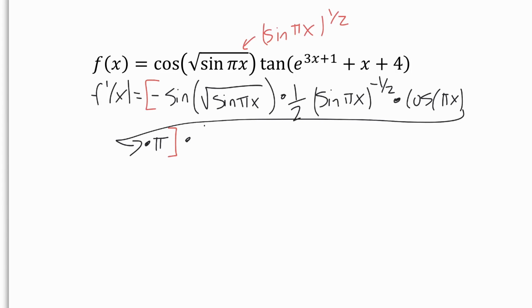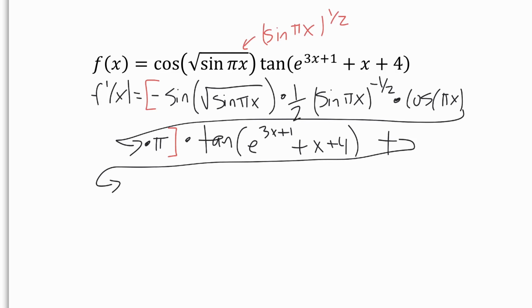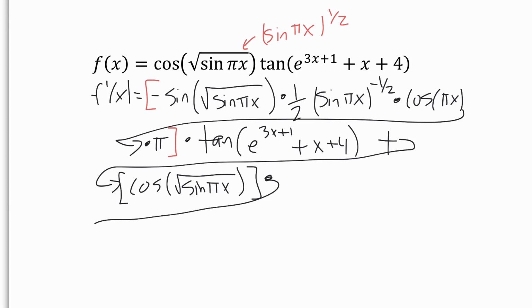Multiply by, leave that second term alone, tan e to the 3x plus 1 plus x plus 4. Plus, let's go ahead and do the derivative of the second term. Of course, leave that first term alone. Cos root sine pi x times, and I'm just going to start this on the next line here. It's getting pretty messy, but trying to follow along with the work. This is going to be in another set of brackets.